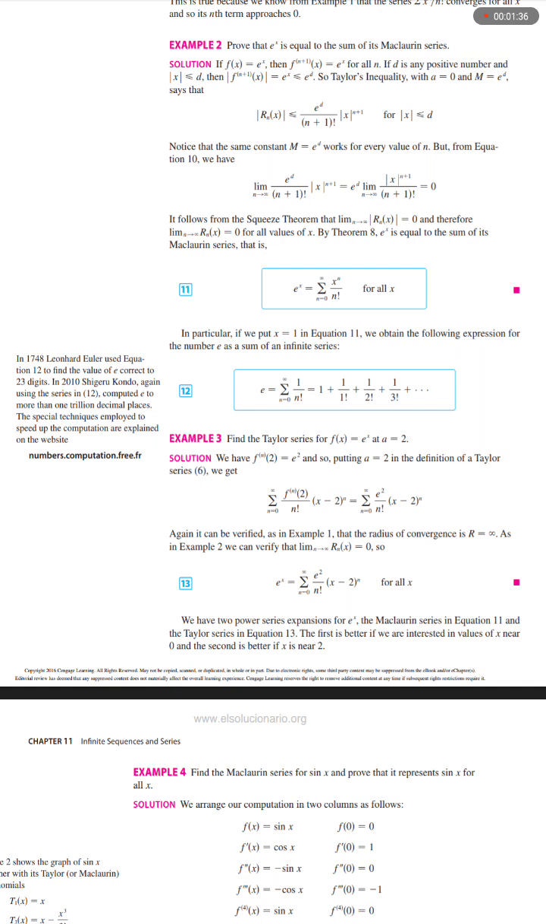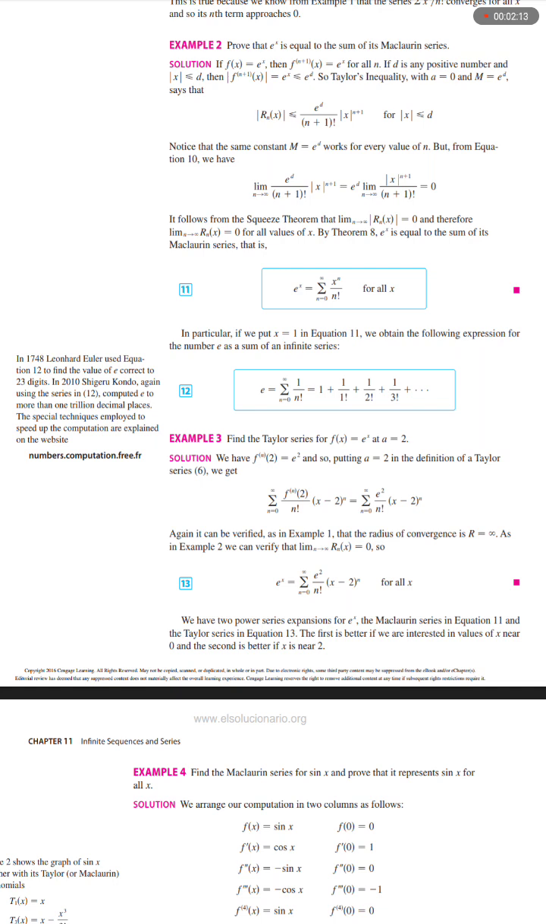But from equation 10, we have the limit as n approaches infinity of e^d over (n+1)! times the absolute value of x to the power n+1 equals e^d times the limit as n approaches infinity of the absolute value of x to the power n+1 over (n+1)!, which equals 0.